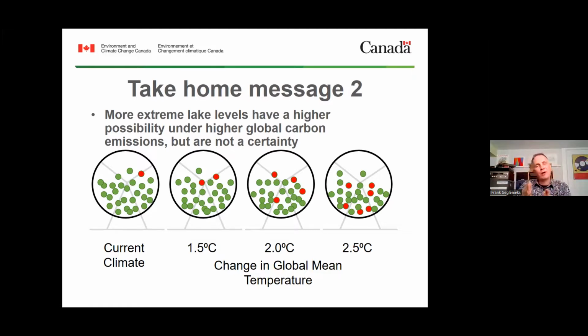And then as you go from 1.5 to 3, now you're putting more of those extreme balls into the big globe. But it doesn't necessarily mean, even at 2.5, that you couldn't go through a 50-year period and never actually have one of those red balls, never have one of those extreme water events. But of course, the odds are greater. So that's what we're trying to say there. It's not a certainty, but it's certainly increasing the possibility.